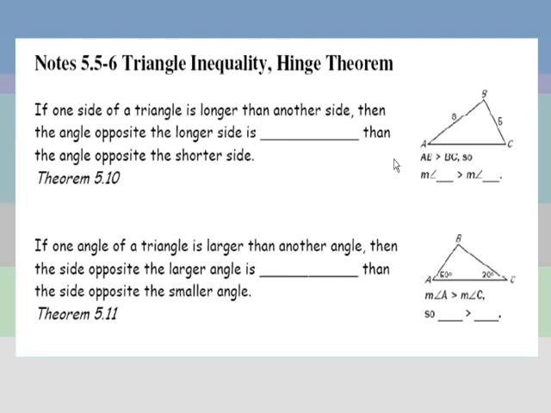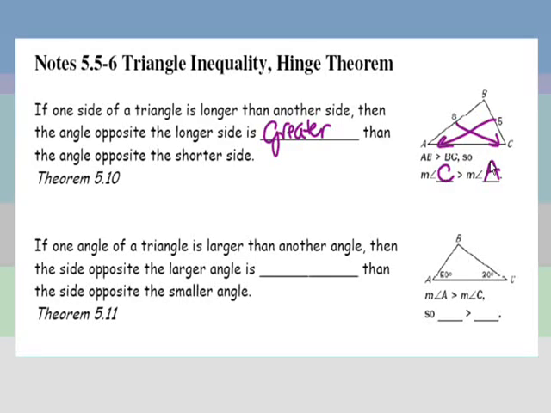Okay, so now that I've babbled, in a triangle, if one side of a triangle is longer than the other side, then the angle opposite the longer side is greater than the angle opposite the shorter side. So in this triangle over here, side AB is greater than side BC, right? This one is 8, this one is 5. So the angle opposite AB, which would be angle C, is going to be greater than the angle opposite BC, which would be angle A.